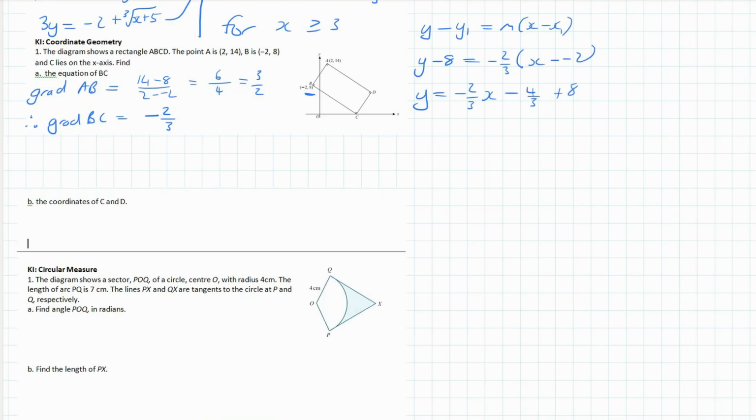And that gives us finally y is equal to negative 2/3 x plus 20 over 3.